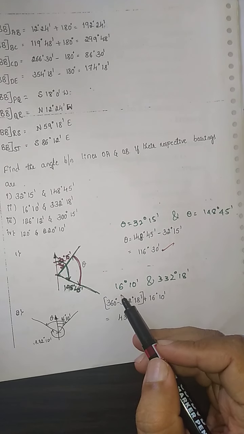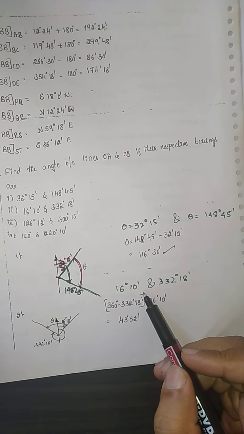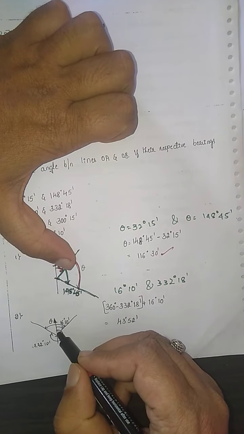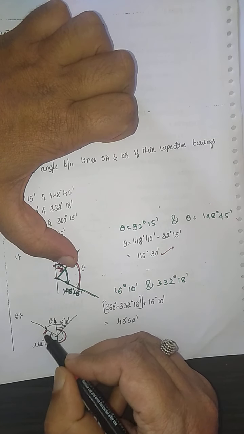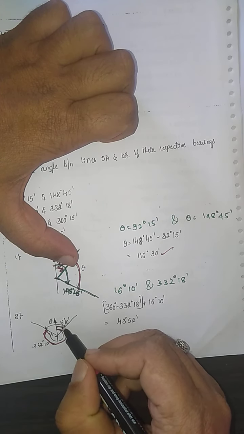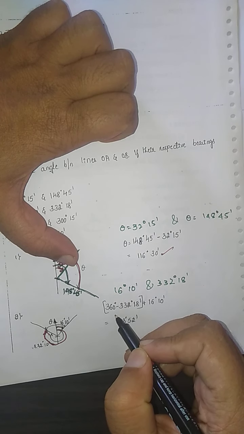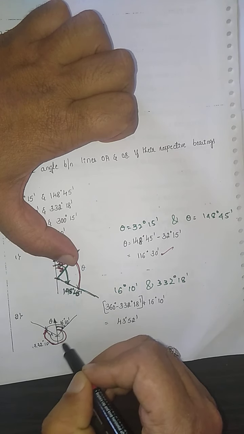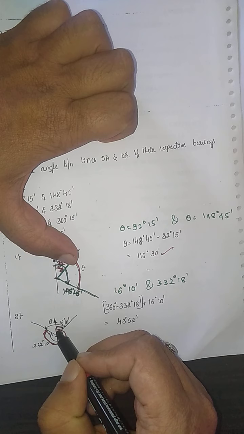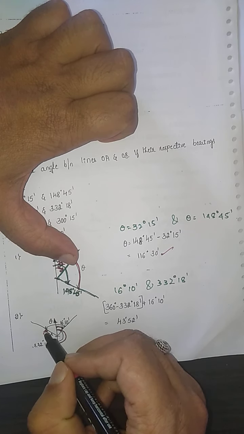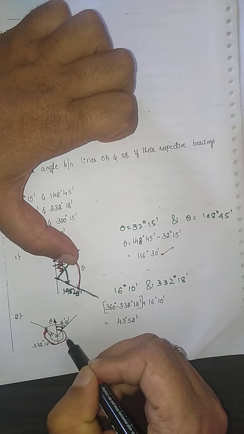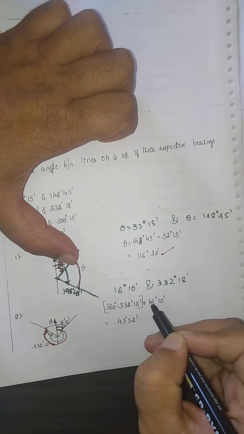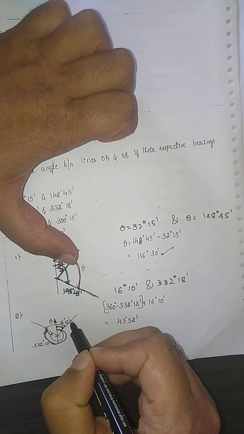Then the next one is 16 degrees 10 minutes and 332 degrees 18 minutes. Now 332 degrees 18 minutes goes from here till here, and 16 degrees 10 minutes is from here itself. So what you are going to do is take 360 degrees, because from here to here you are going to measure it, right? So you are going to do the minus. If you take 360 degrees and reduce 332, you are going to get this particular angle. Then you will be adding this, and now you are going to get the angle theta.